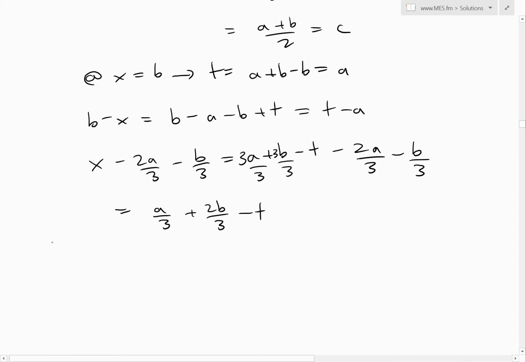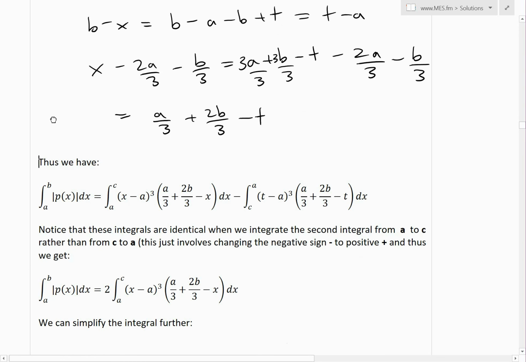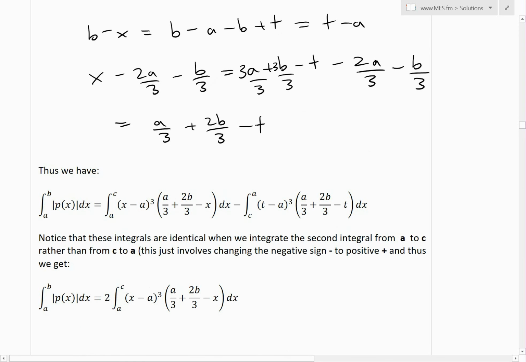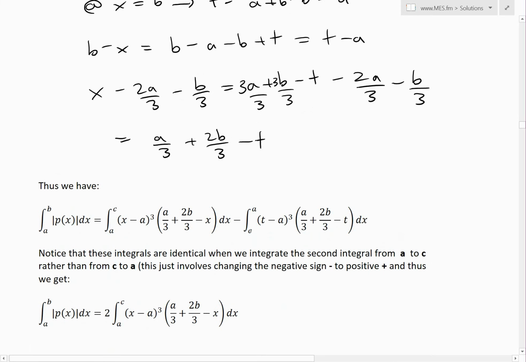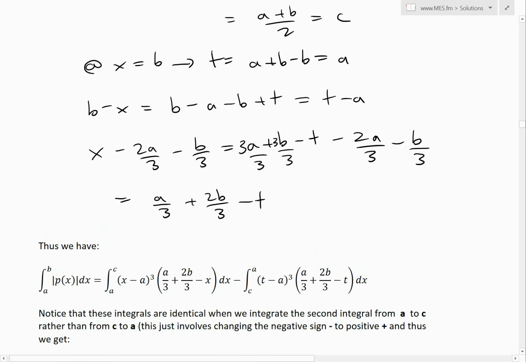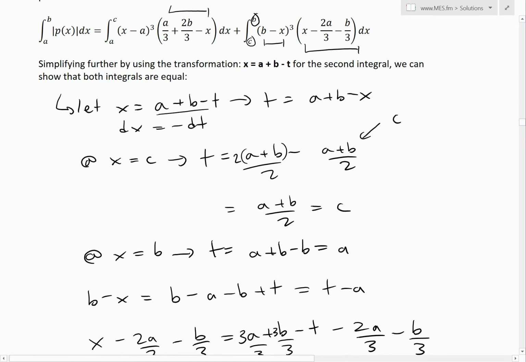So what we have now is the integral, I just already wrote it down here. Basically, thus we have this integral with the absolute value sign. We got rid of the absolute value sign for the first one here. We just switched these around. So this is the integral from a to c of x minus a cubed, etc. And then when we plug all of this transformation in, we have this negative, and again, the negative comes from the derivative of this transformation. So we have a negative dt.